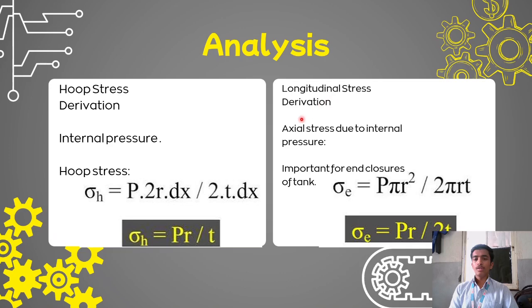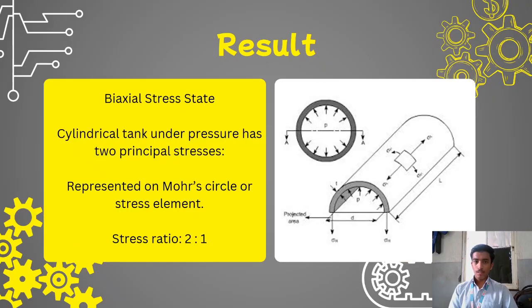For longitudinal stress derivation, axial stress due to internal pressure is sigma L is equal to P pi r square divided by 2 pi r t, in which r is radius, t is thickness, and p is applied pressure. So from these two equations, this is the equation for hoop stress and this is for longitudinal stress, and applying both stresses, we finally get the biaxial stress.